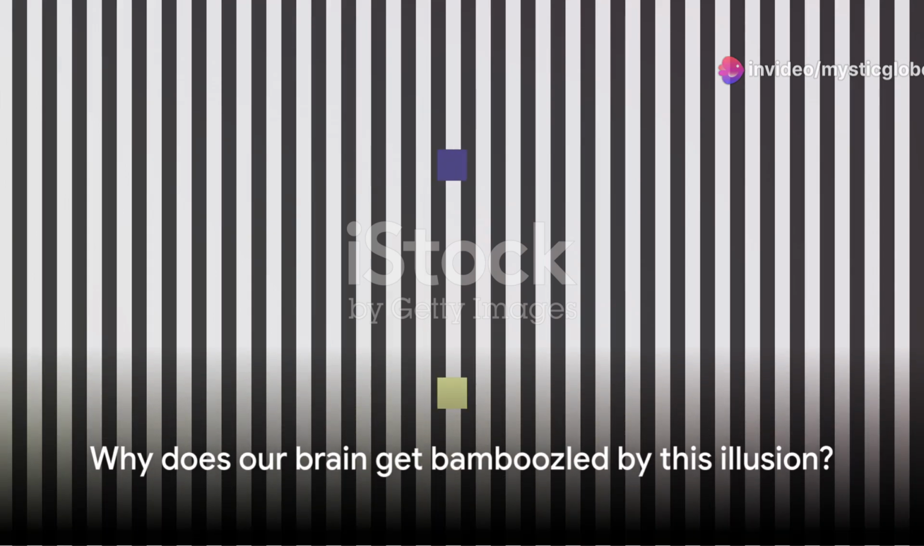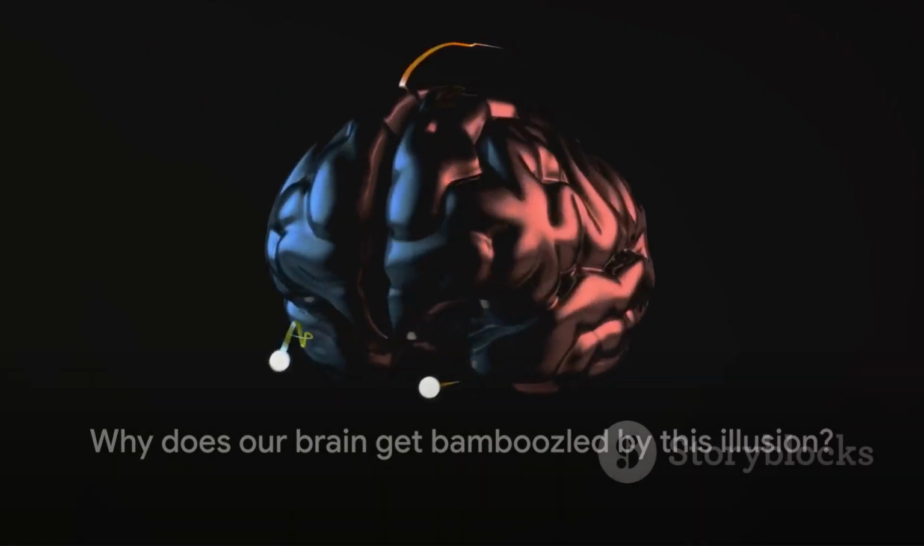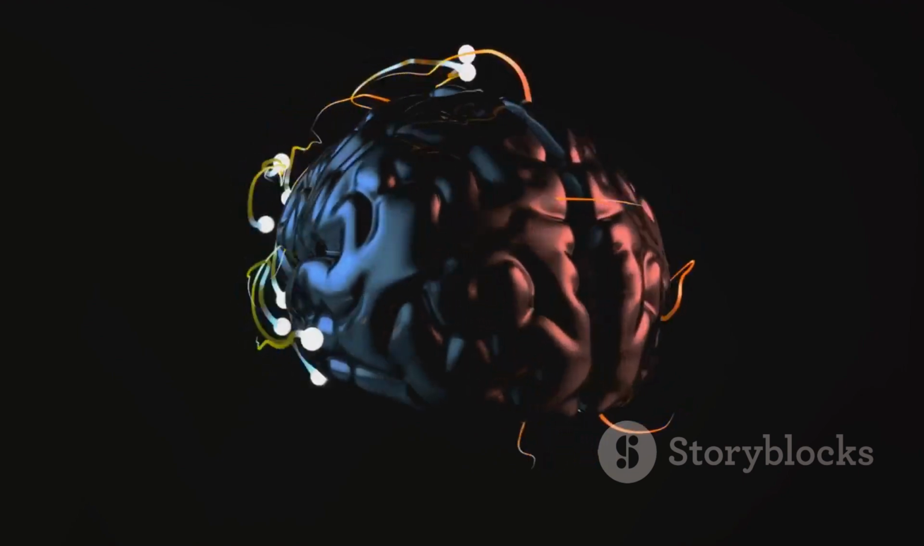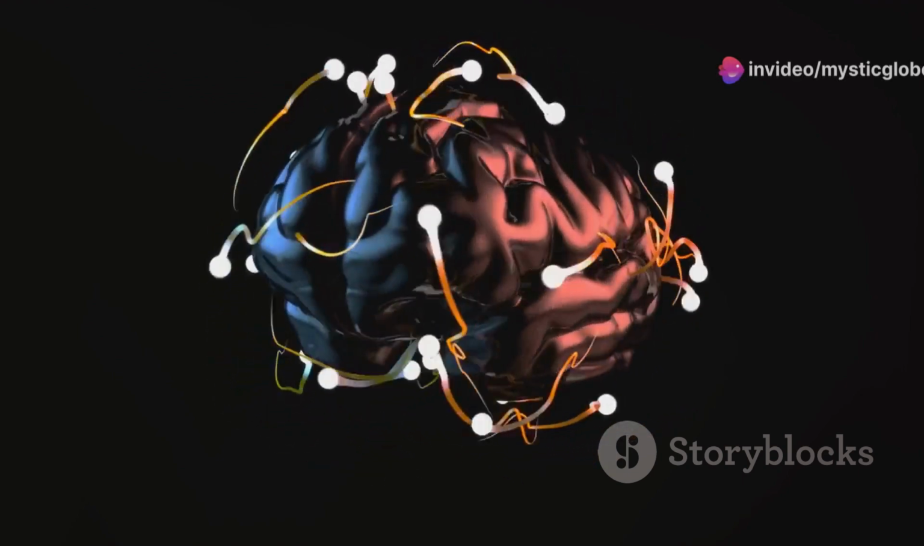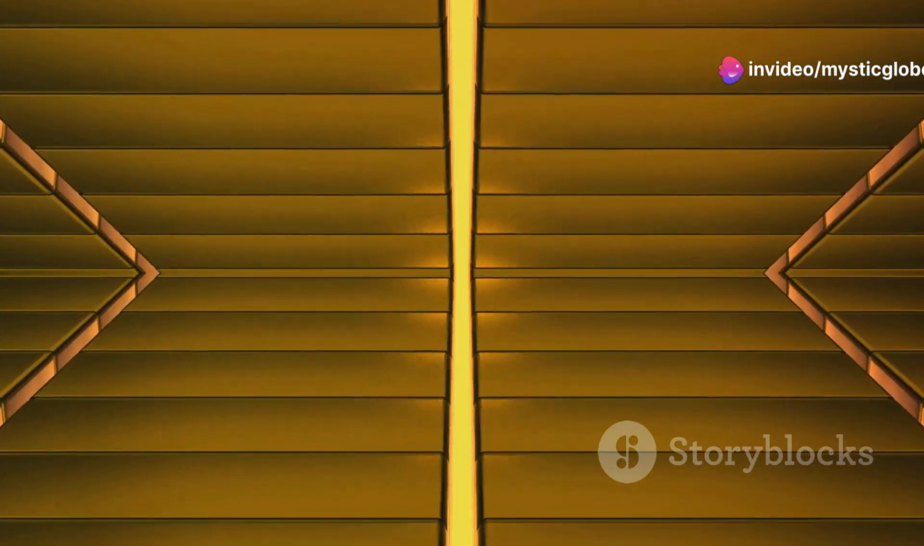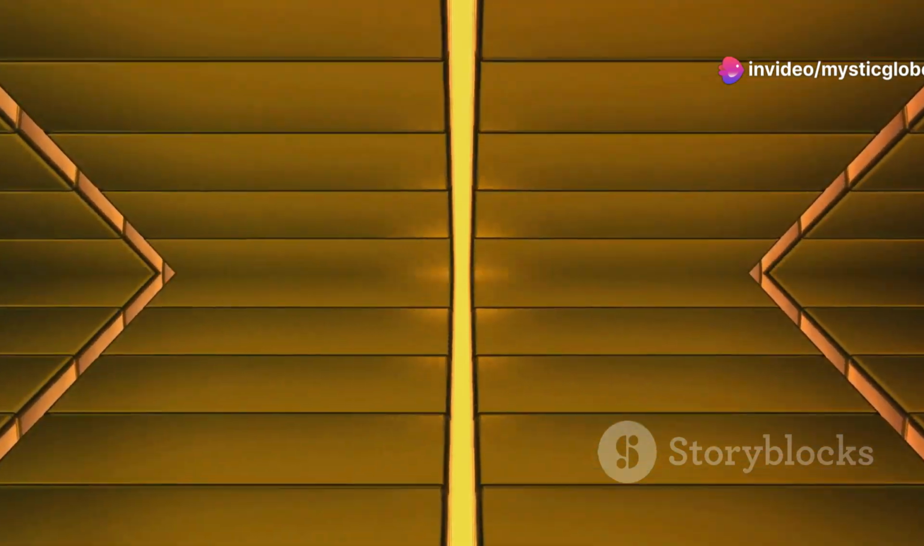Why does our brain get bamboozled by this illusion? The leading theory suggests that our brains are trying to interpret these lines as three-dimensional objects, and the arrowheads mimic perspective cues, causing us to misjudge the lengths.